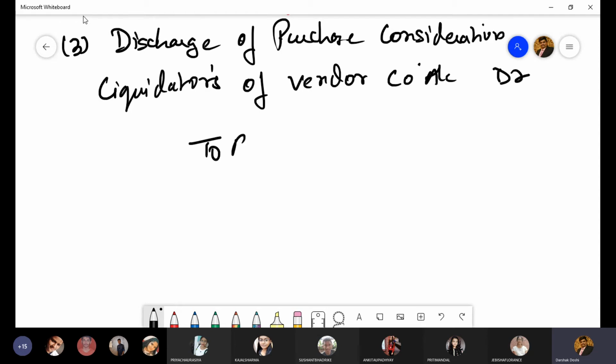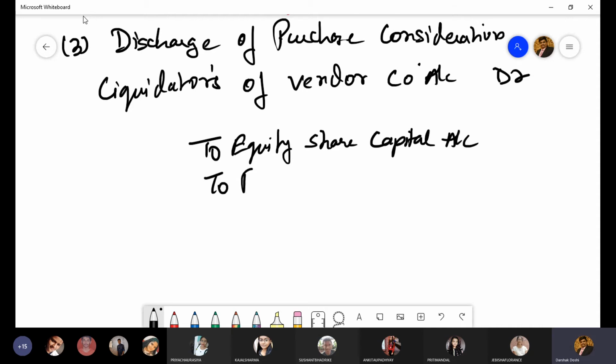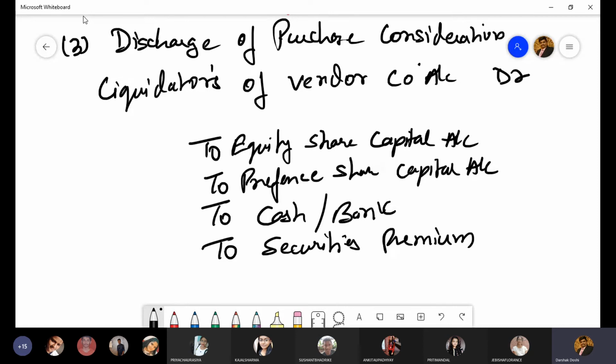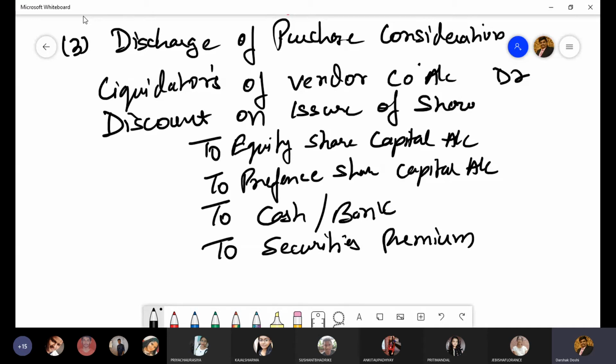So first we'll write down to equity share capital account, to preference share capital account, to cash or bank, to securities premium, and if the shares are issued at discount, discount on issue of shares account debit.